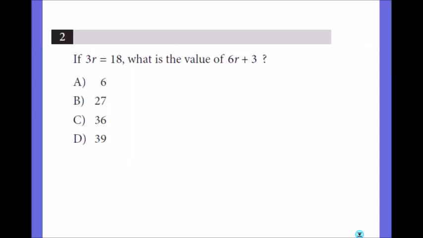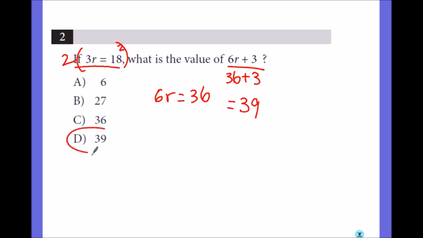Number 2. If 3r equals 18, what is the value of 6r plus 3? For this type of question, you don't have to solve for r to save time. Try to go directly from here to here. So 3r, how do you go to 6r? You multiply by 2, right? So 6r equals 2 times 18, which is 36. And 6r is 36, so you're adding 3 to 36, which will give you 39. So that's your answer, D.